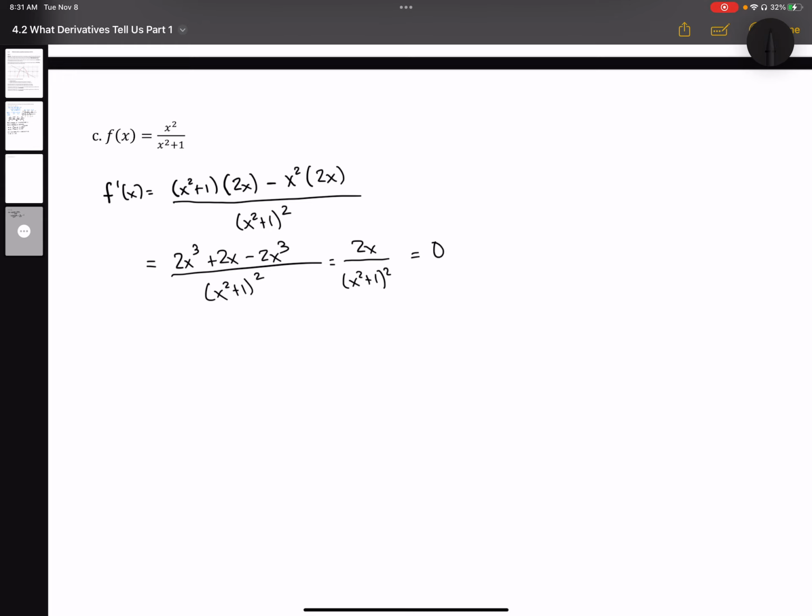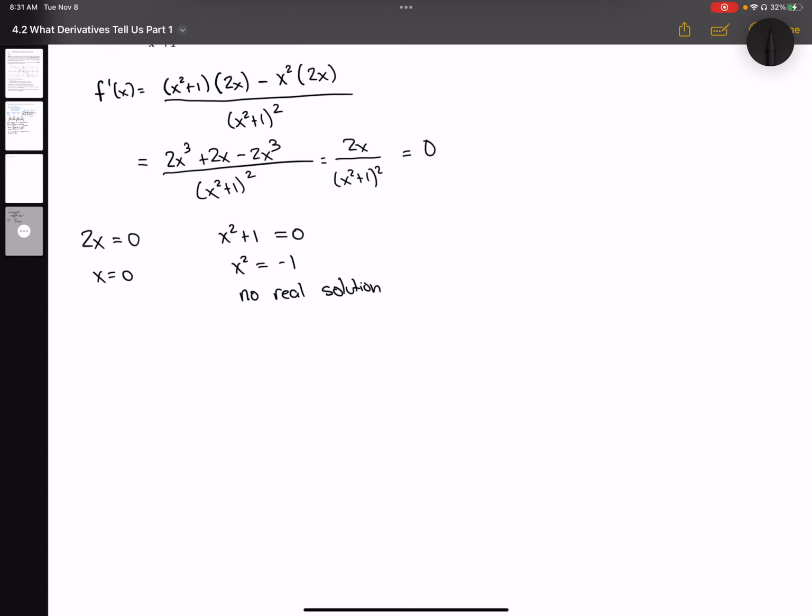Now remember, a fraction equals 0 where the numerator equals 0. So 2x equals 0 implies x equals 0. And then we worry about x squared plus 1. So when you've done the quotient rule, you don't care about the square. You care about what's internal to the square being 0. So x squared plus 1 equals 0. We would get x squared equals -1. No real solution here. No real solution.